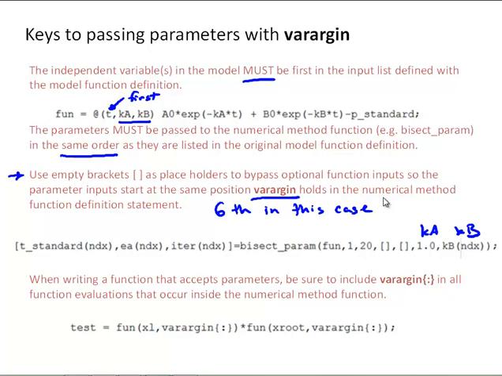And then, lastly, when writing a function that accepts parameters, we need to be sure to include varargin with curly brackets and a colon in all of our function evaluations that occur inside that numerical method function. And so here's again an example of that in that function evaluation. So try this out. This will make your functions much more generally applicable as we move through the course and easier to reuse here and in other places.